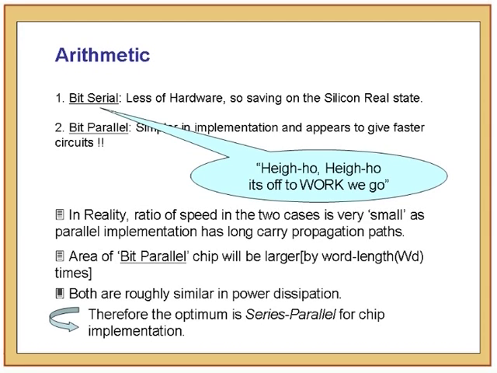Parallel implementation normally has long carry chains, long propagation paths. The area of a bit parallel chip will be largely governed by word length, and both are roughly similar in power dissipation. So just to use a serial adder or a serial multiplier, or only parallel, may not be the ideal solution, and therefore you should try to use circuit designs which are more serial-parallel. This is the ideal situation.